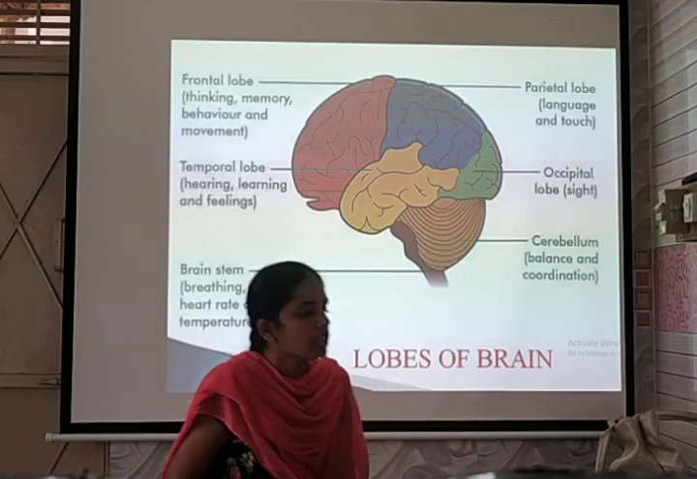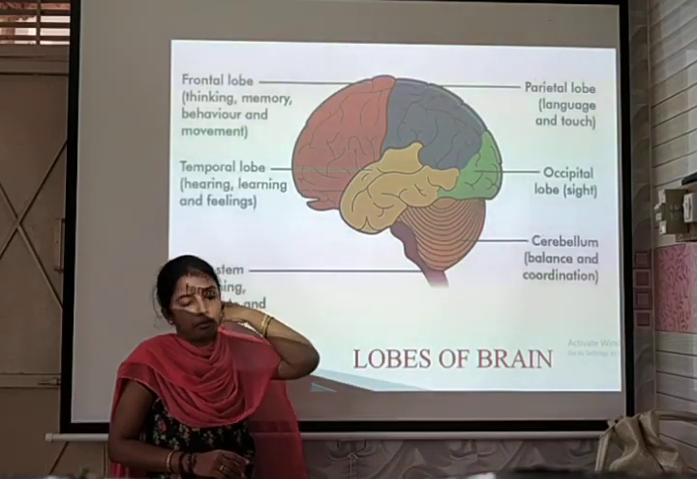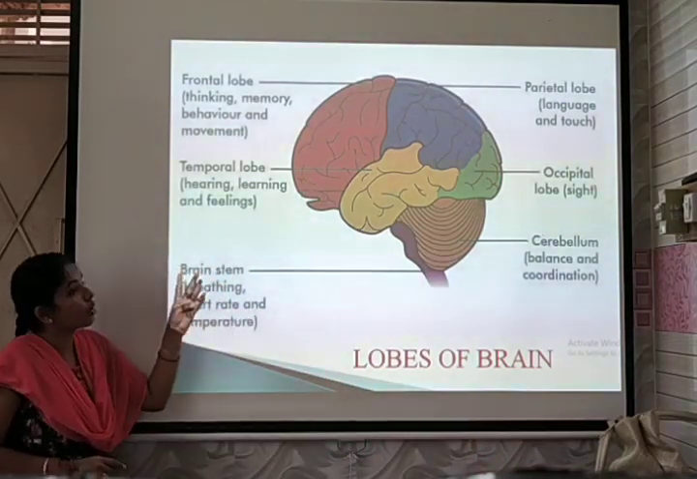So next to that, there are lobes which are present in the brain. There are 4 lobes situated.